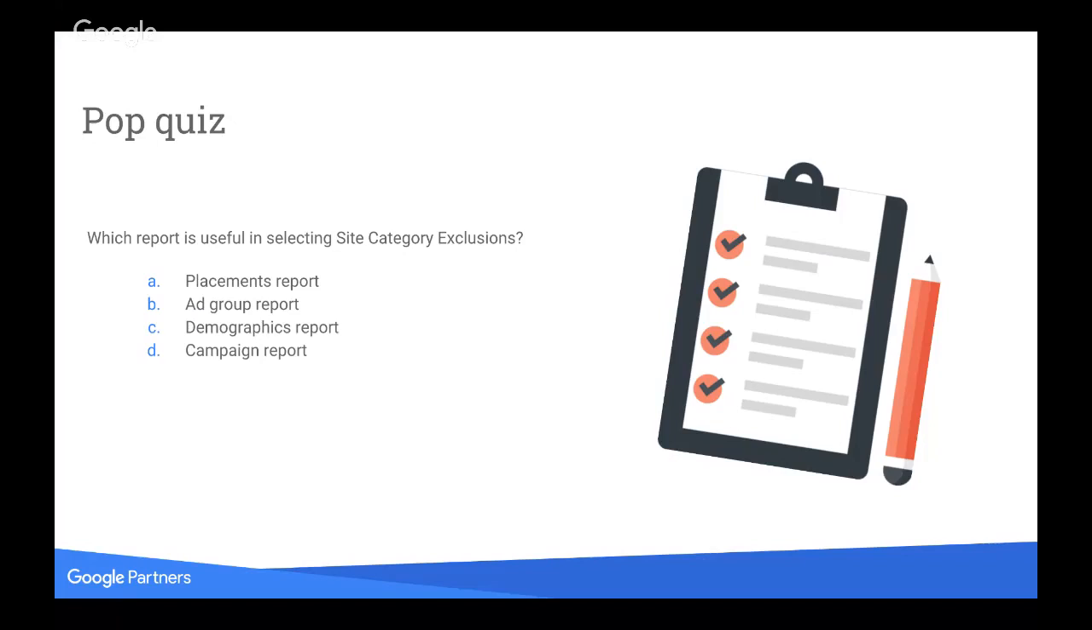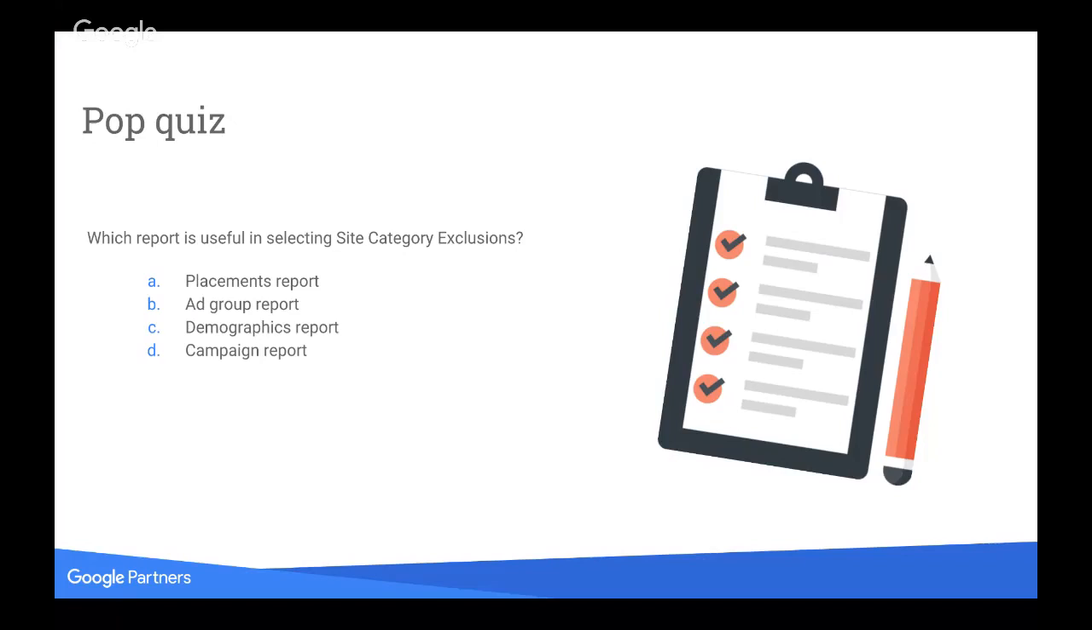All right, so the correct answer in this case is A, the placements report. If you want to add site category exclusions, the placements report is where you'll be able to see the option to go down and add site category exclusions when you click on plus exclusions.